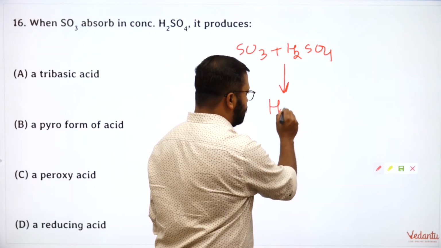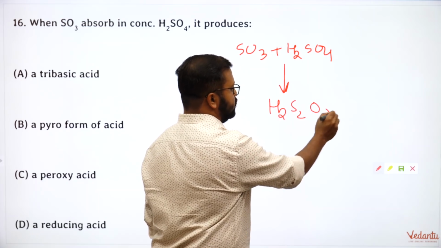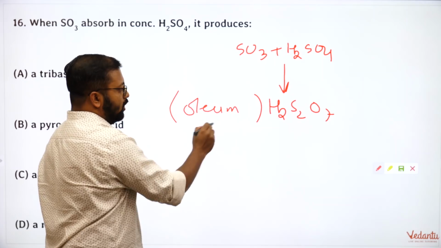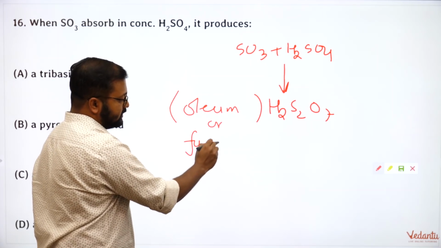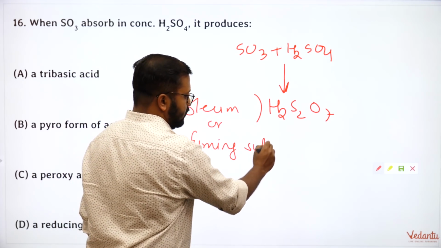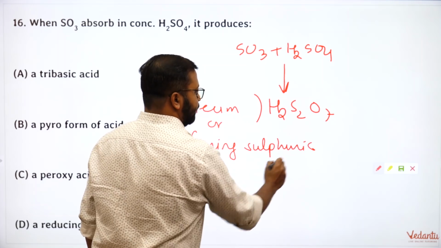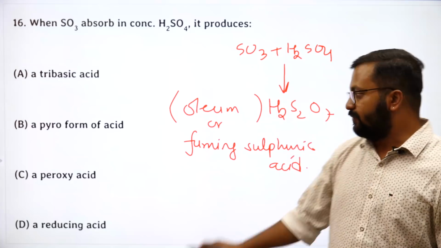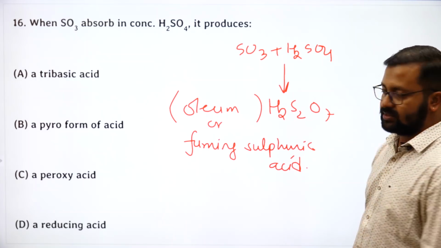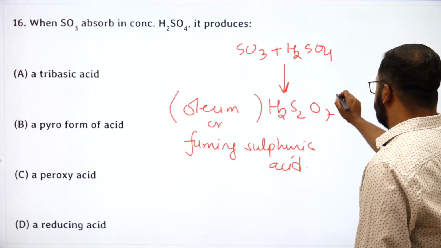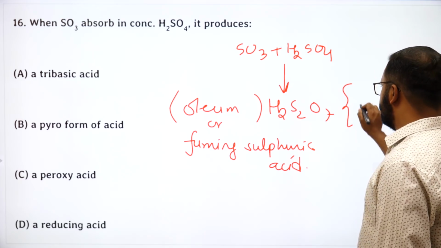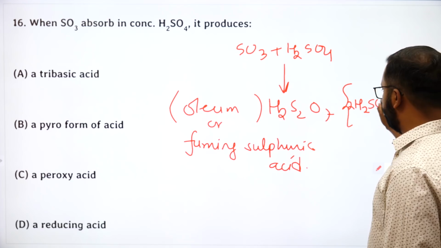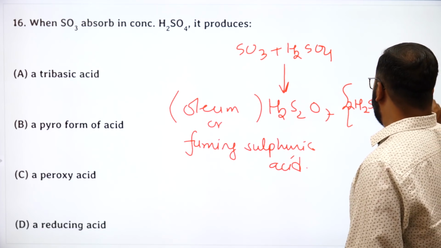So this will turn out to become H2S2O7. This is known as oleum or fuming sulfuric acid. Now if you try to draw the structure of this, it seems like it has been generated by the combination of 2 moles of H2SO4 from which a molecule of water has been removed.